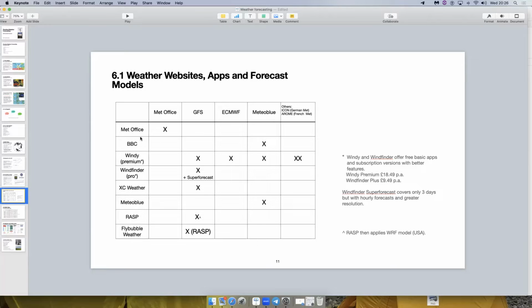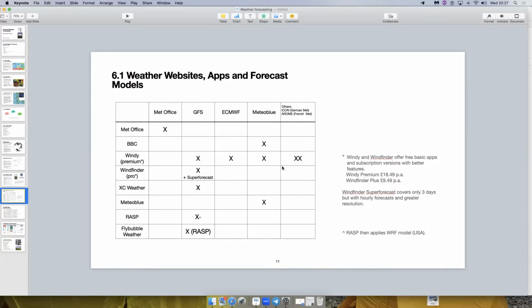Right, so what we've got here, we have across the top the Met Office, GFS, European model, and Meteo Blue. There are a couple of other models which I've mentioned here, not least because we find them on Windy. That's Icon, which is the German Met Office, and Arome, which is the French Met Office. So the only place to find the Met Office is the Met Office. The BBC used to use the Met Office, and then for some strange reason, the BBC decided to go out to tender, and the BBC now pays money to the Swiss, to Meteo, for the weather forecast, rather than to the British Met Office.